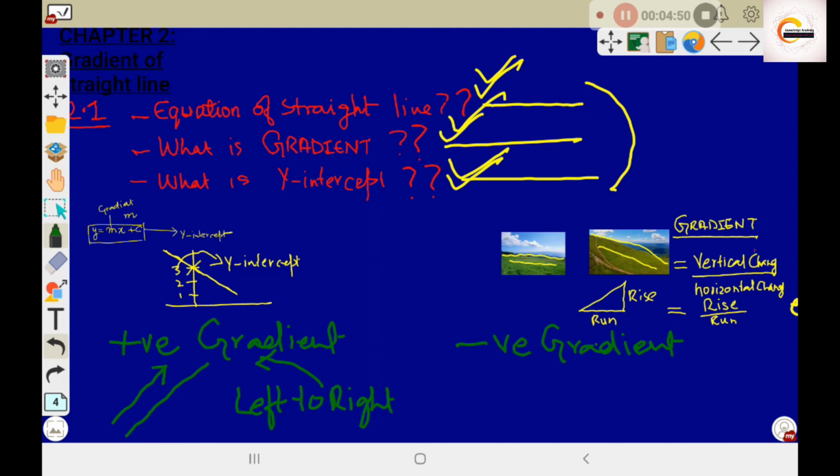And the negative gradient will be exactly opposite of the positive gradient. So negative gradient will be when a straight line goes down, or when the slope goes down from left to right, the gradient of such slope will be negative. So I hope that I have cleared out all these concepts.